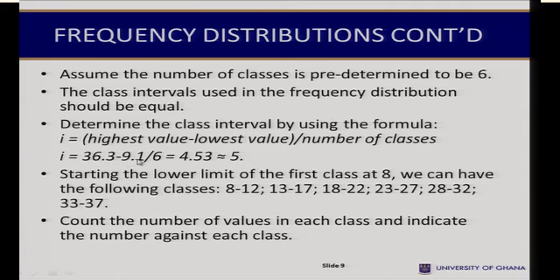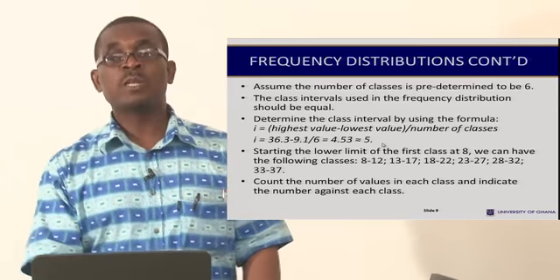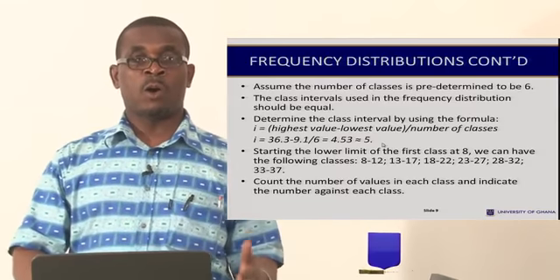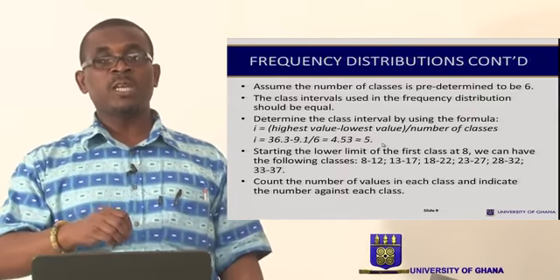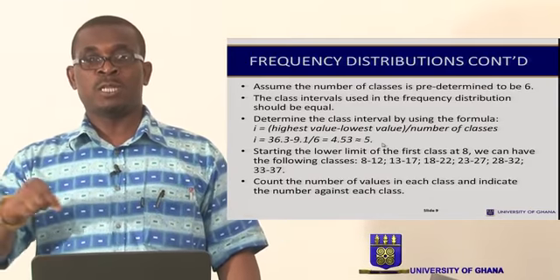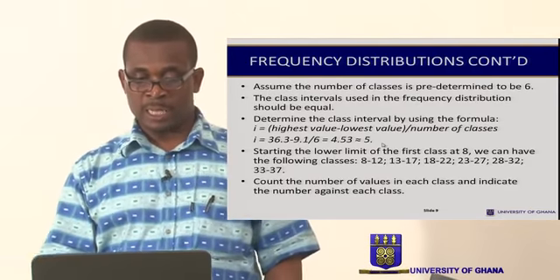Now, because we want 6 classes, we obtain our interval as 36.3 minus 9.1 divided by 6. It gives us 4.53. We could approximate it to 5. So that is the class interval or the width. It means that for each class there will be 5 values or numbers included in each class.